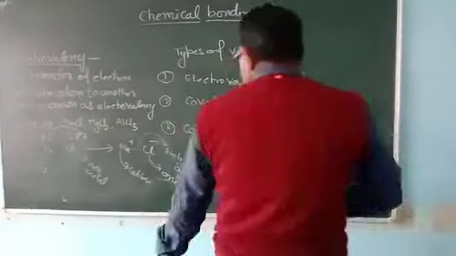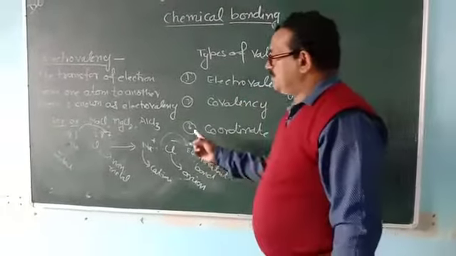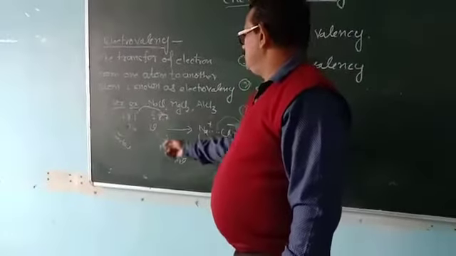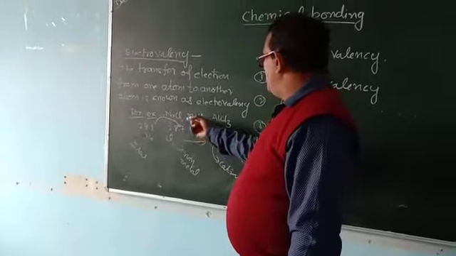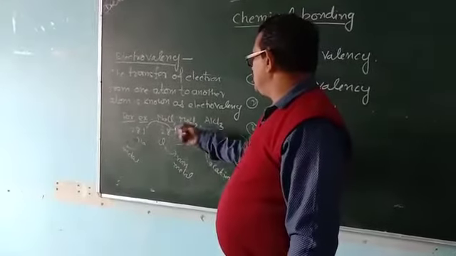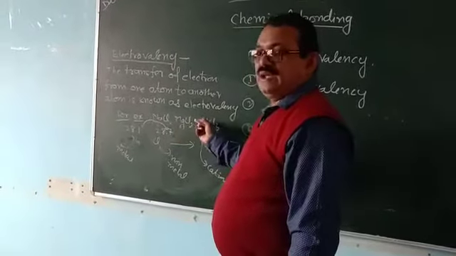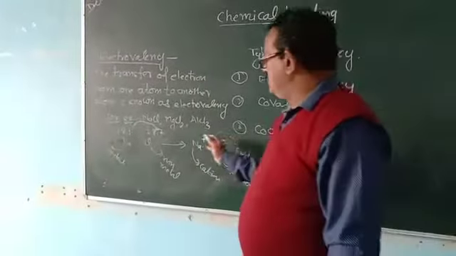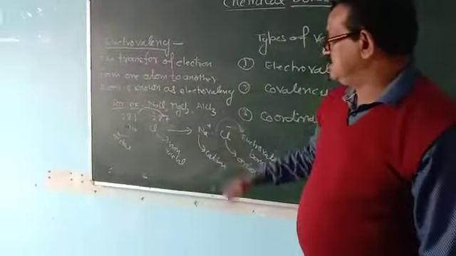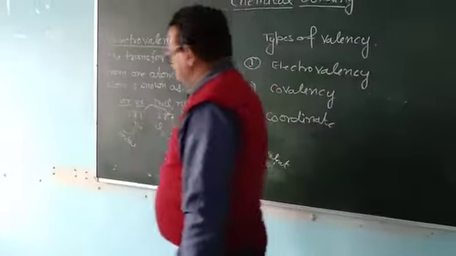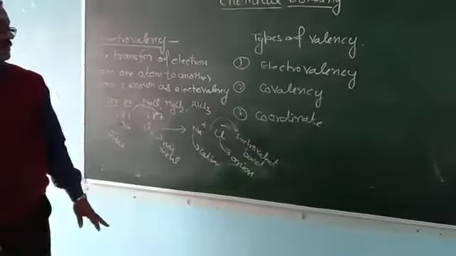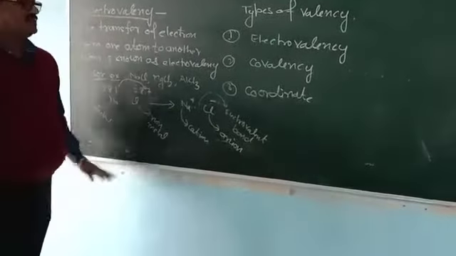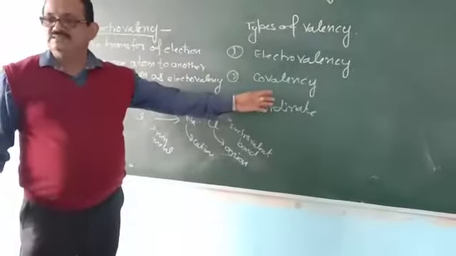This is the first example, NaCl, and with the help of this mechanism we can also work out the next compounds, FeCl2 and AlCl3. Same rules, no change. Today I only give the electrovalency lecture. Next day I will give covalency and coordinate valency.